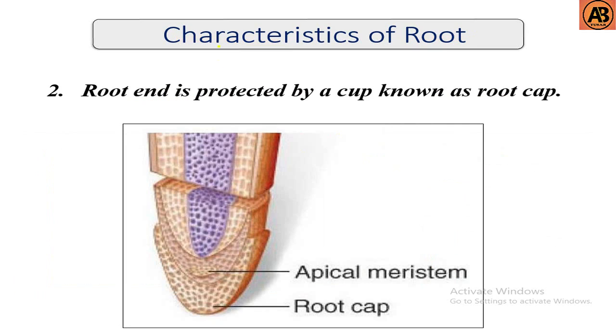Then second characteristics, root end is protected by a cup known as root cap. Here we can see this is a cross section of root, and this is the root cap, and this is apical meristem. So this is the root cap. That means second characteristics is root cap present in the root.